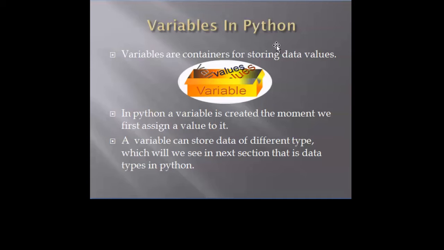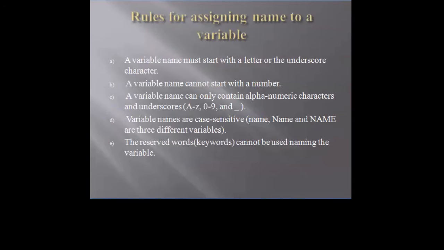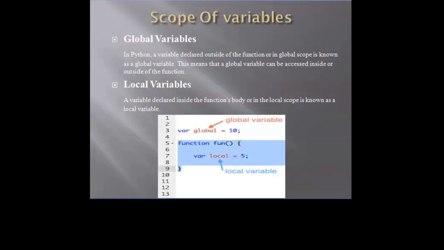Okay, moving on to the next topic. After variables, what is the scope of a variable? Scope of a variable: global variable or local variable. I think you got it from the name only. Scope means the area, just like you have a Wi-Fi connection in your home. What is the range of the Wi-Fi connection that you get? Maybe 1 meter, 2 meters, whatever that is.